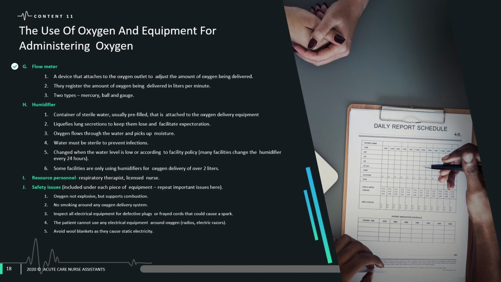Safety issues. Oxygen is not explosive but does support combustion. There should be no smoking around any oxygen and the delivery system. Inspect all electrical equipment for defective plugs or frayed cords that could cause a spark. The patient cannot use any electrical equipment around oxygen, such as radios or electric razors. Avoid wool blankets as they cause static electricity.